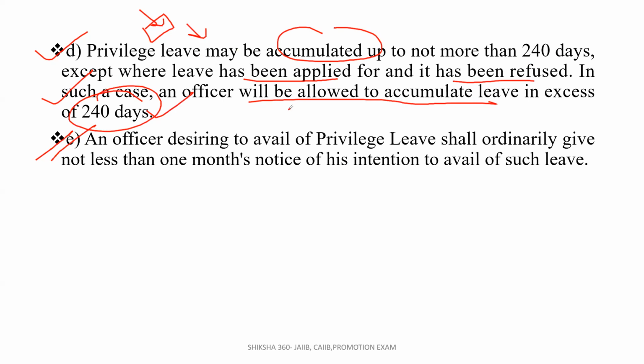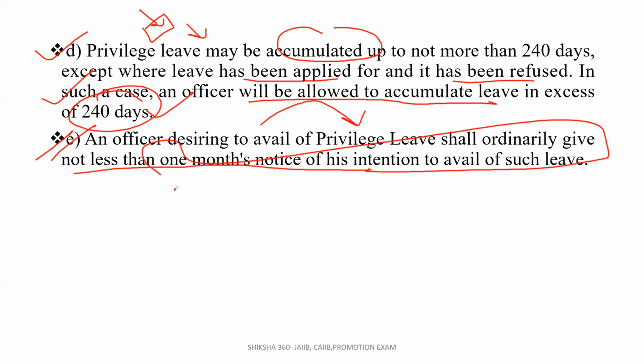Further, an officer desiring to avail of privilege leave shall ordinarily give not less than 1 month's notice of his intention to avail such leave. So if you are going to apply for privilege leave, at least 1 month before you go on leave, you can punch your leave in your system. These are some of the basic guidelines regarding that.